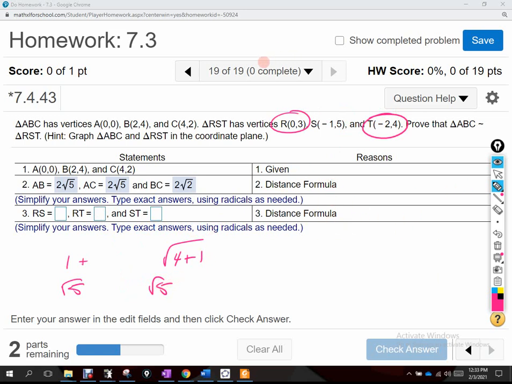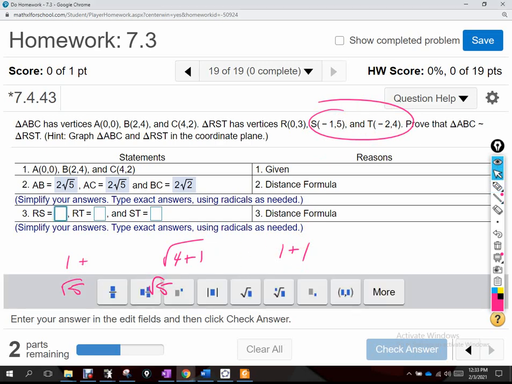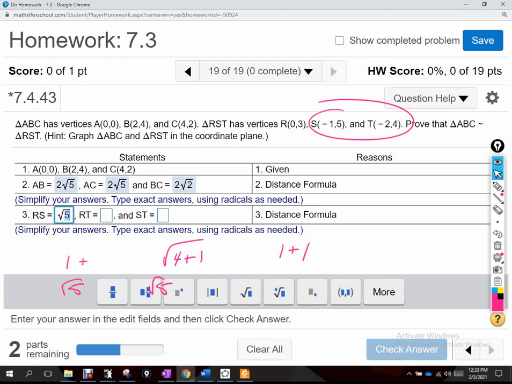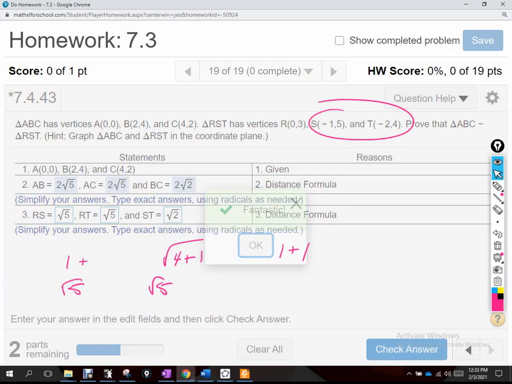And then ST will be those two. So subtract the x's, so negative 2 minus negative 1 turns into negative 1, squared would be 1. Plus then subtract the y's. So 5 minus 4 is 1. Square that, I get 1. So that's radical 2. So right here, and this is why they wanted you to simplify it, here I get radical 5, here I get radical 5, here I get radical 2. Check those answers, good to go.